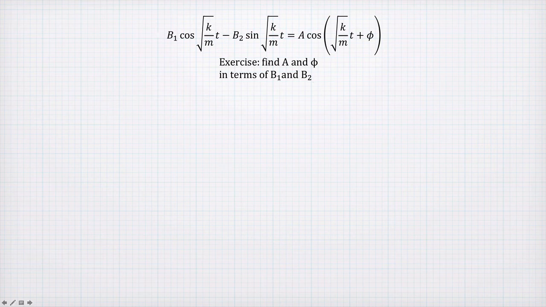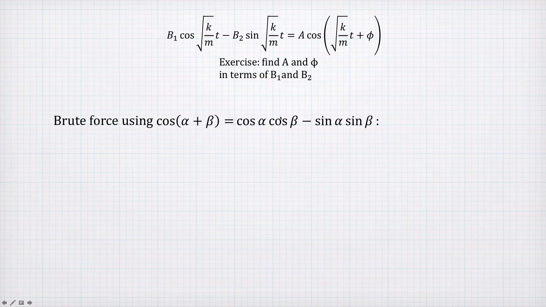Let's have a look at this exercise now, where we seek to turn this sum of a cosine and a sine function into a single sinusoid with an amplitude A and some phase phi. So the exercise has to find the amplitude and phase as a function of B1 and B2. I'll show you two methods to do this. The first is a brute force method using this trigonometric identity here.